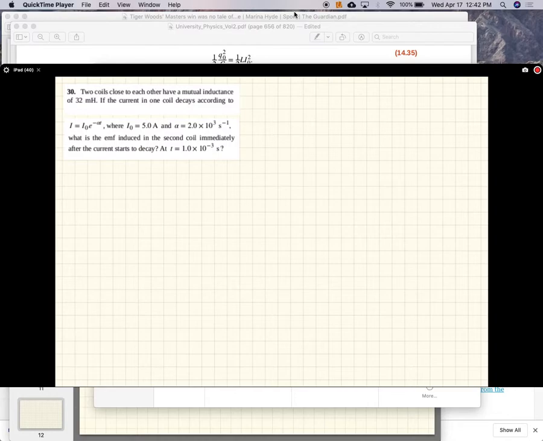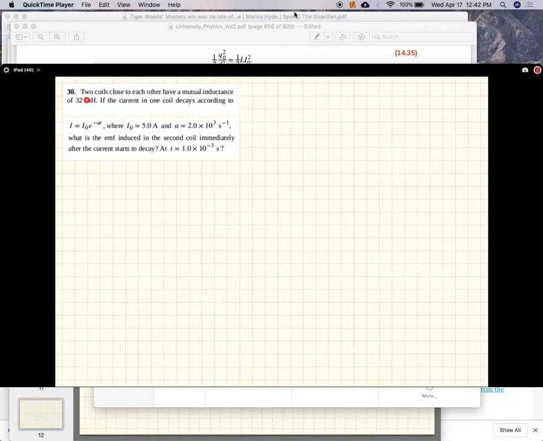Now the coupling depends on the separation, the distance between the circuits, and it's very hard to calculate. So here's one configuration where you can actually calculate the mutual inductance. So you'll see a problem where you can calculate mutual inductance. There'll be one configuration where we can calculate the mutual inductance.